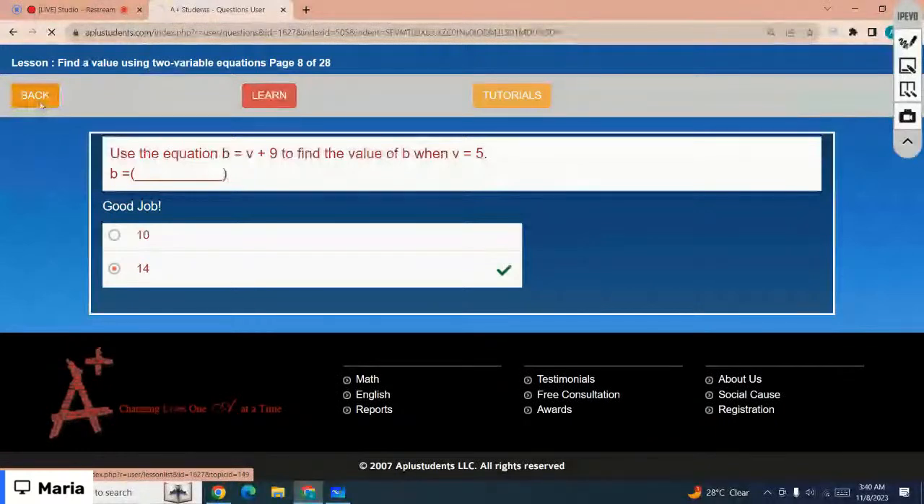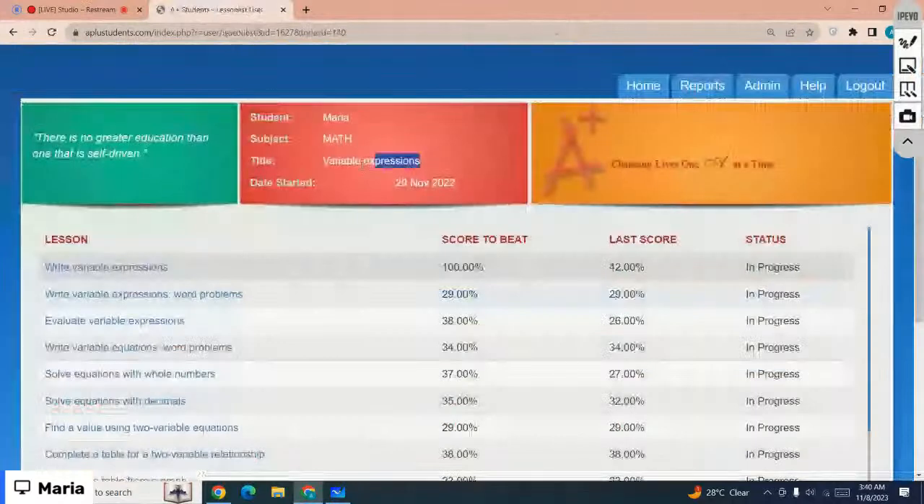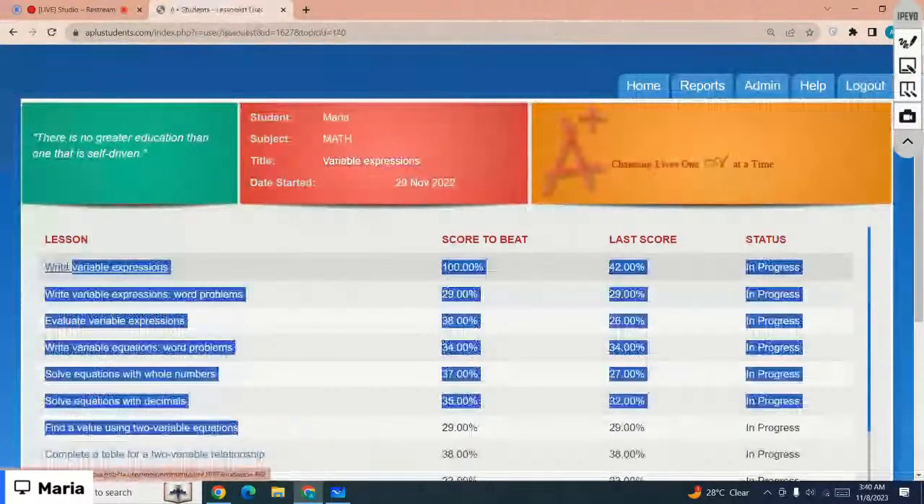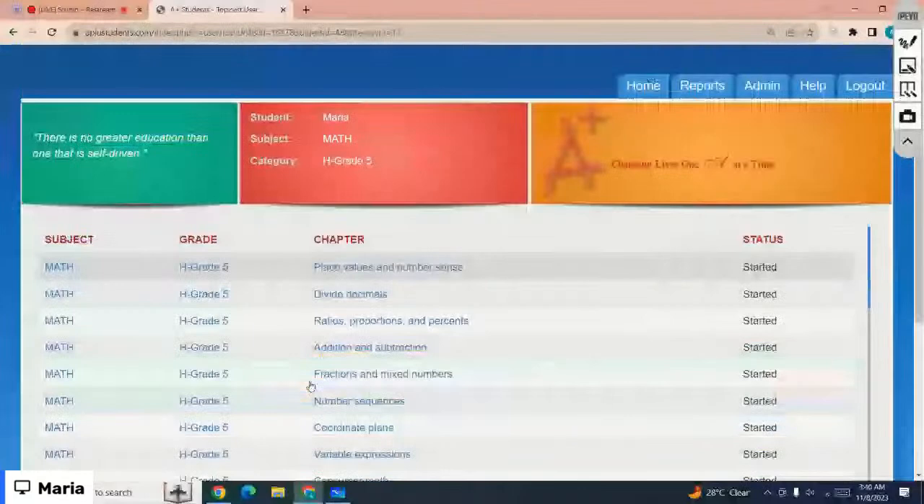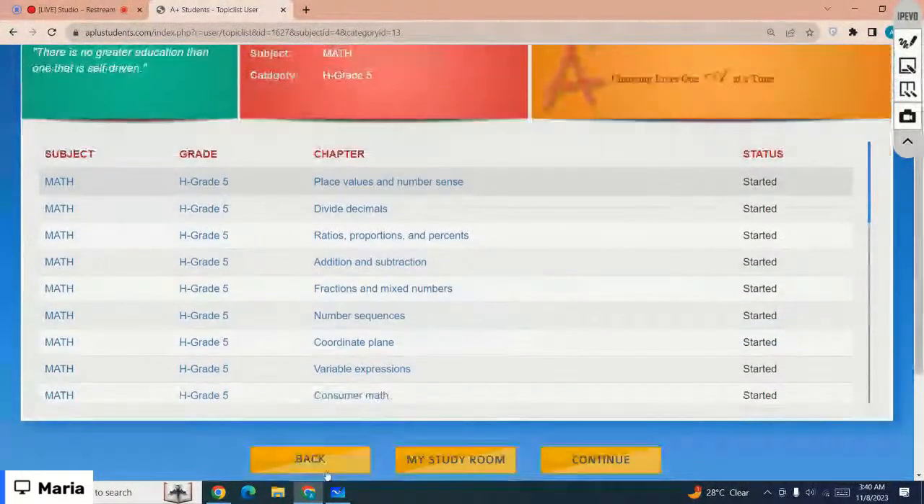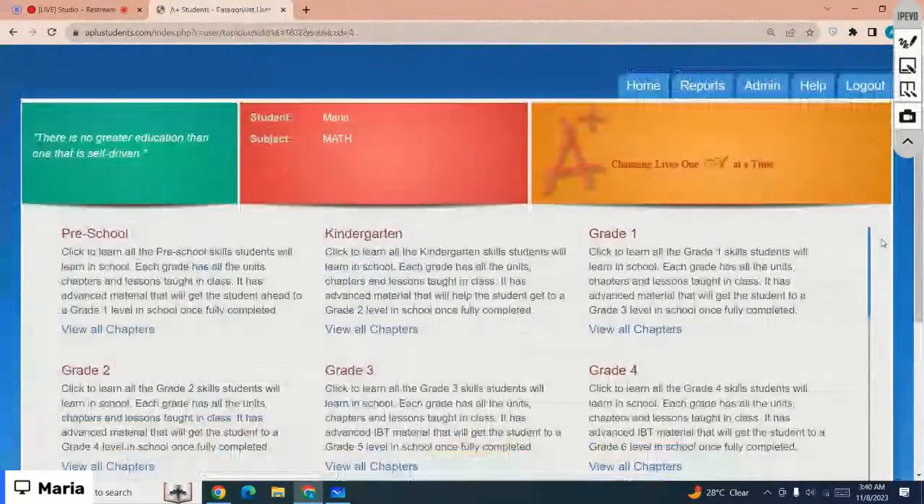So, we were working on grade 5 math. The chapter we're working on is variable expressions, and the lessons we have covered today are equations with decimals and find a value using two variable equations. So please make sure before the next session you complete all the practice questions for the lessons we just did.